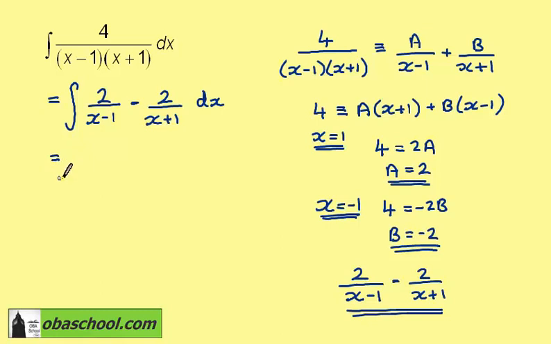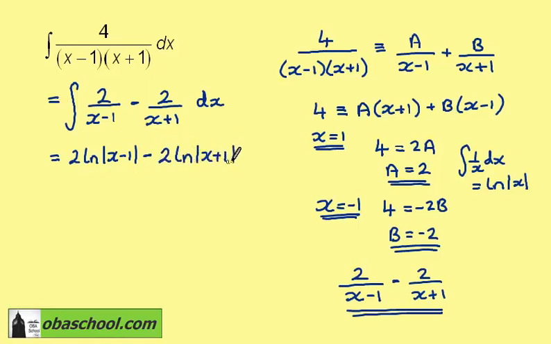If we consider these, we know that if we integrate 1 over x, we get log x. So both of these are going to be logs. We'll have 2 log (x minus 1). The differential of the inside function here is just 1, so we divide by 1, which leaves it the same. With the next term, integrating gives us 2 log (x plus 1), and once again the differential of the inside function is just 1.